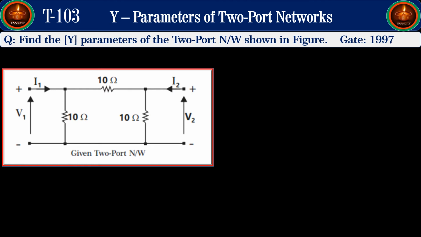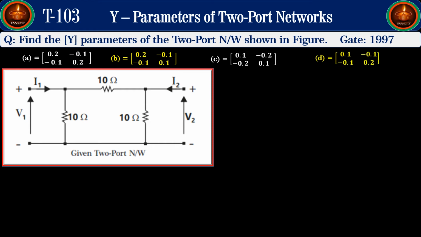Friends, now let us solve one typical problem to find the y parameters of the two-port network shown in figure. Of course, the options are given and we have to identify the correct option. Now if you examine the network, you find that the network is reciprocal because the network contains only passive elements.